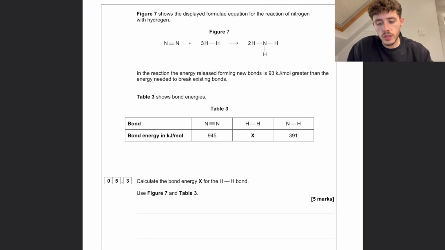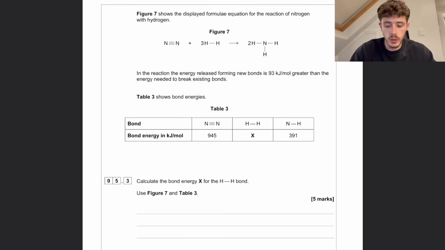Figure 7 shows the displayed formula equation for the reaction of nitrogen with hydrogen. In the reaction, the energy released forming new bonds is 93 kilojoules per mole greater than the energy needed to break existing bonds. Calculate the bond energy X for the H-H single bond.